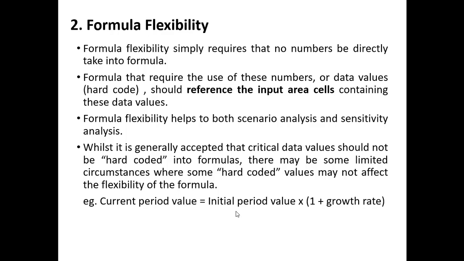While it is generally accepted that the critical data values should not be hard coded, as I told you, hard coding should be avoided as much as possible, but there may be some limited circumstances where some hard coded values may not affect the flexibility of the formula, right? It says that generally we do not do hard coding, but there may be some limited instances where we may do hard coding, but that may not compromise the flexibility.